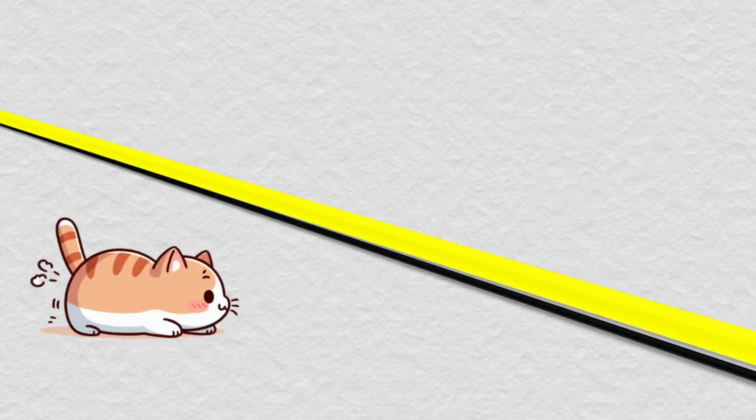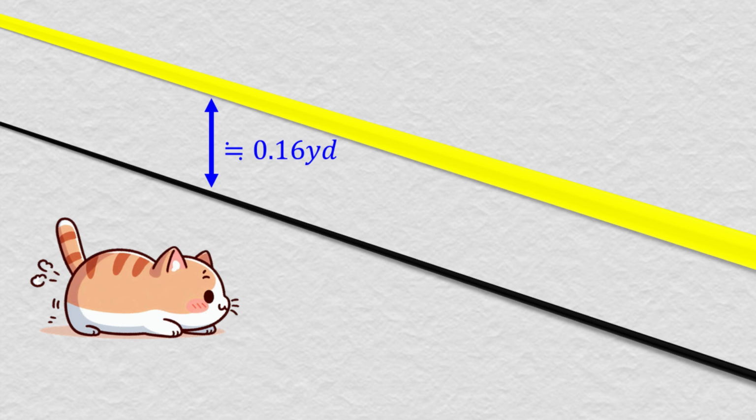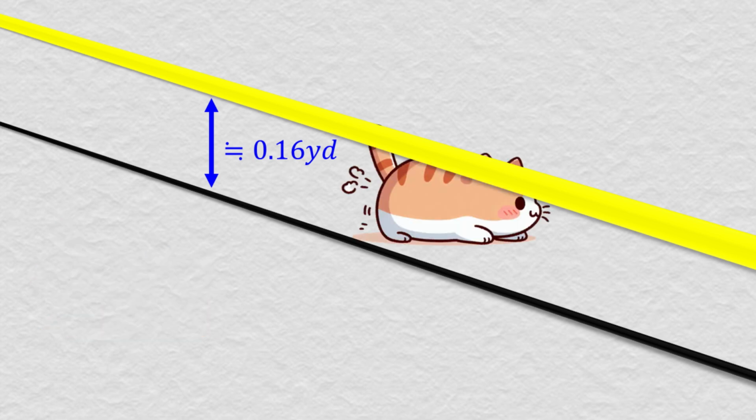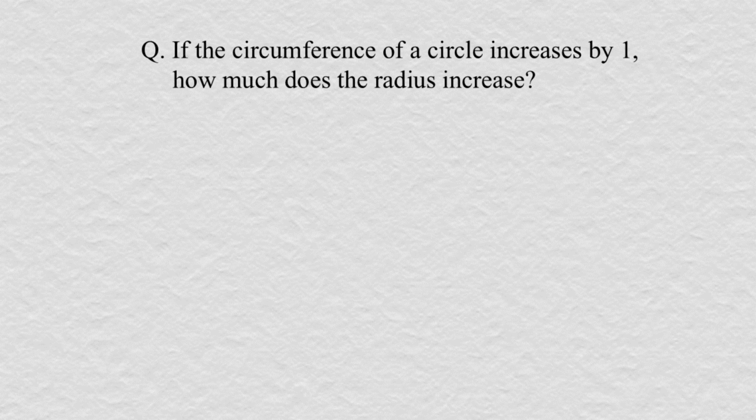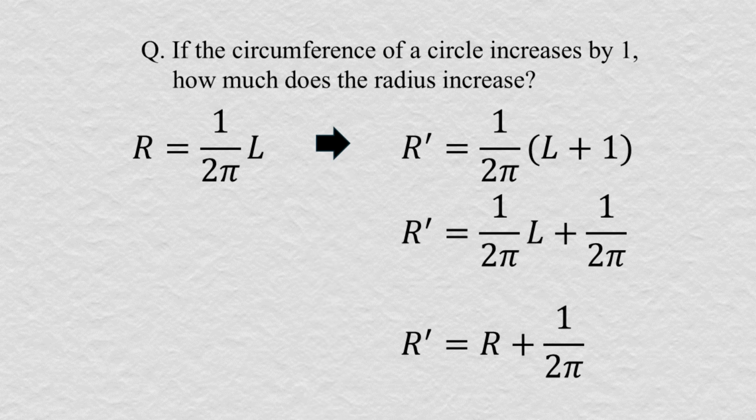Therefore, the new rope circle has a radius of 0.16 yard larger than the original circle, and it will fall that far away from the Earth. That's enough for a cat to pass through. If the problem was a question asking about the concept of a circle, like this, you would probably solve the problem without much difficulty, like this.